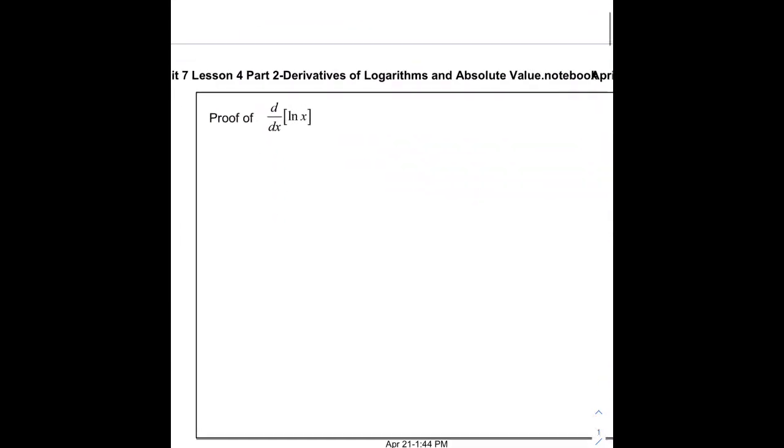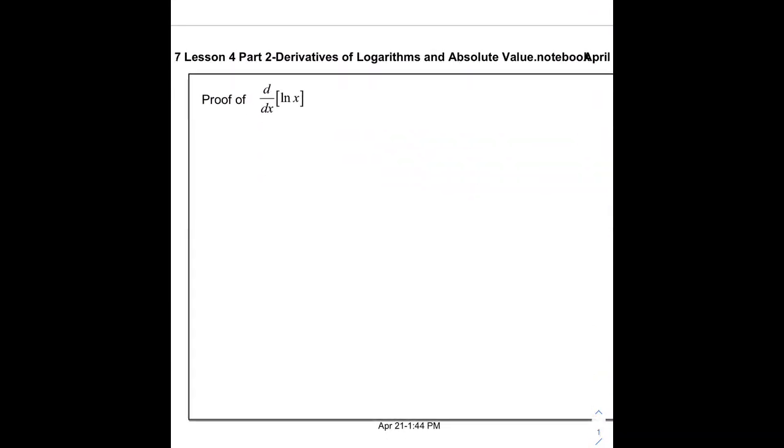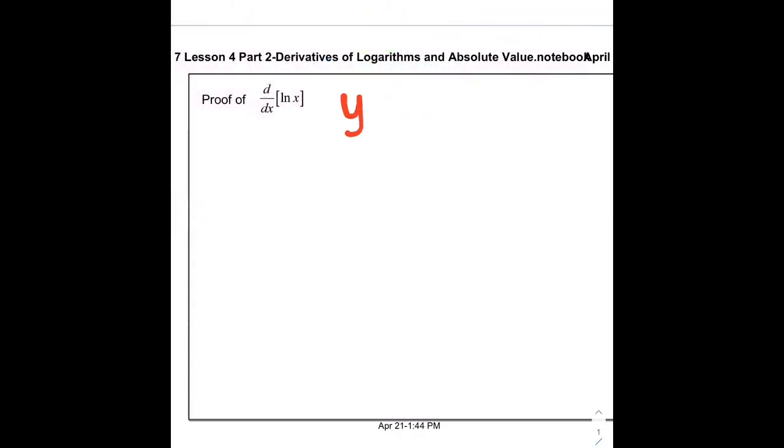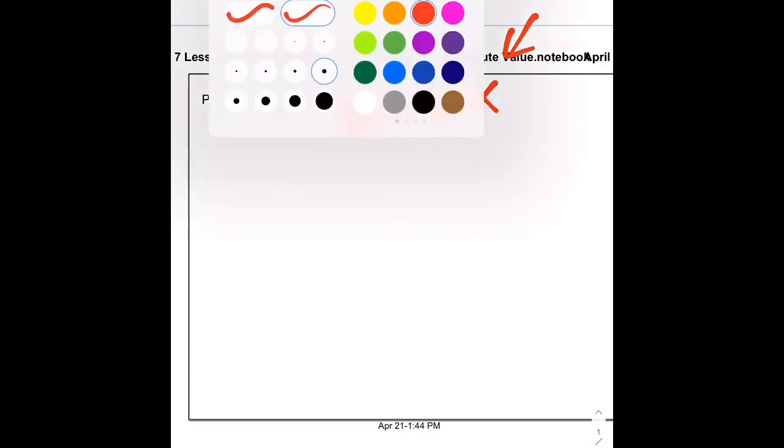So let's determine if such a function does exist. And how is that function going to exist? We're going to do the proof of the derivative of the natural log of x. Here's what we're trying to prove: what is the derivative of y equals the natural log of x? All right, friends, here is the issue. I don't have a derivative rule for the natural log. That's what I am trying to figure out. So what are we going to do?